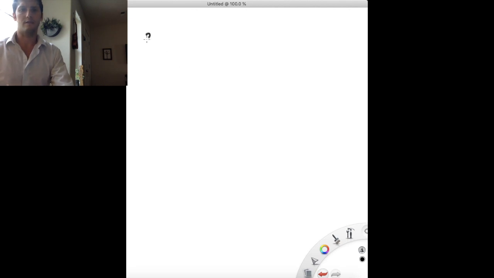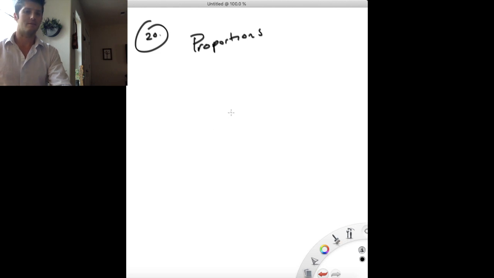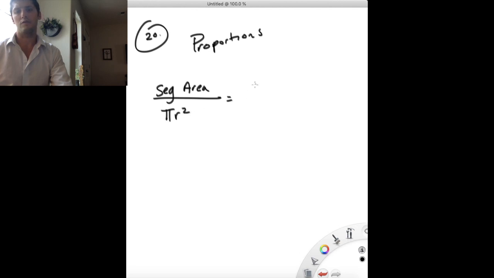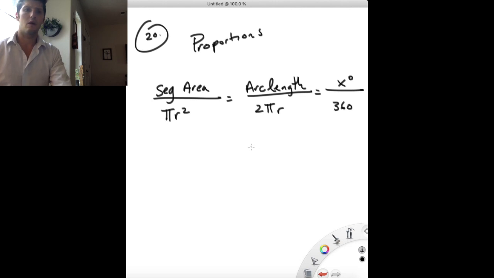Last one is a circle question. Proportions. Everything's proportionate. I'm not the best speller, which might be disconcerting. Anyways, here's what I mean. Segment area over total area equals arc length over circumference equals the central angle over 360. All these things are proportionate.